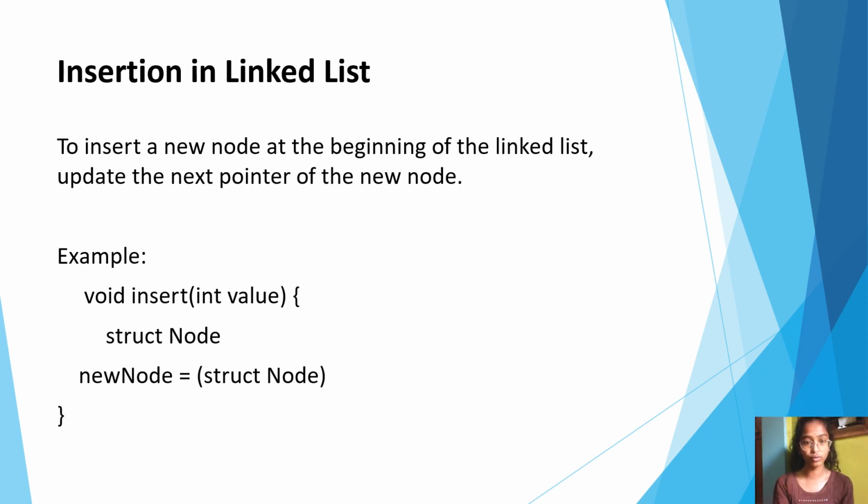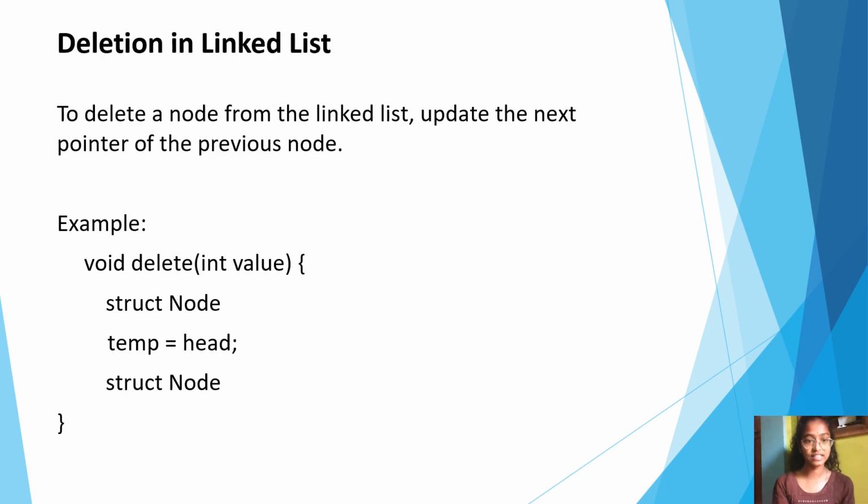To insert a new node at the beginning of the linked list, update the next pointer of the new node. Example: void insert(int value), open curly bracket, struct node new node = struct node, close curly bracket. And next, let us see the deletion in a linked list. To delete a node from the linked list, update the next pointer of the previous node. Example: void delete(int value), open curly bracket, struct node temp = head, semicolon, struct node, and close curly bracket.